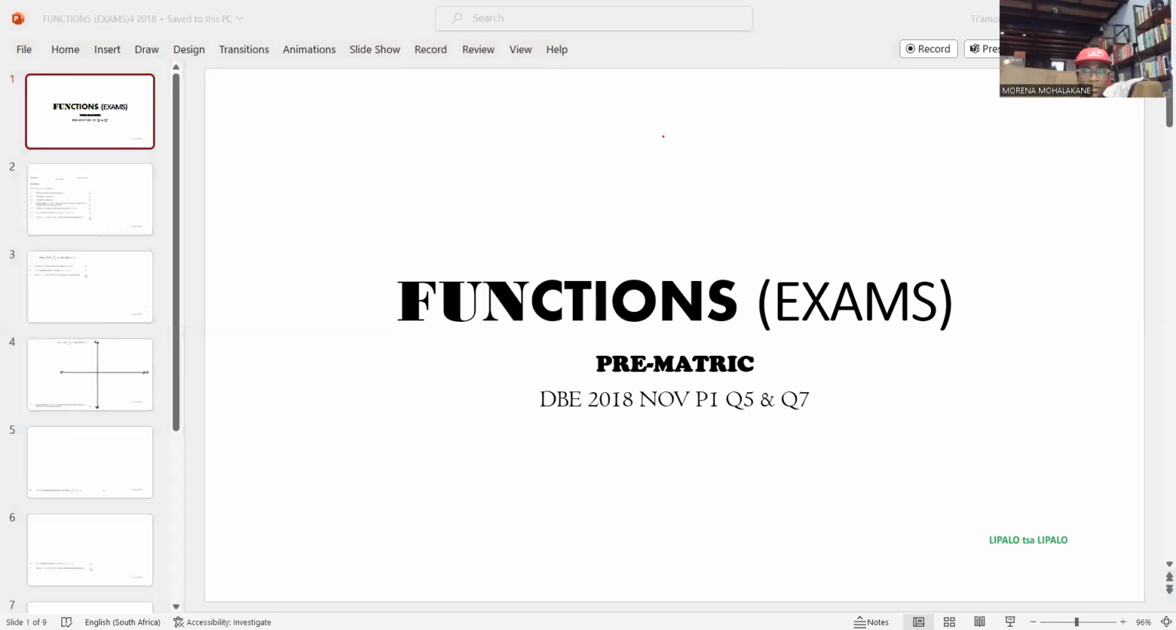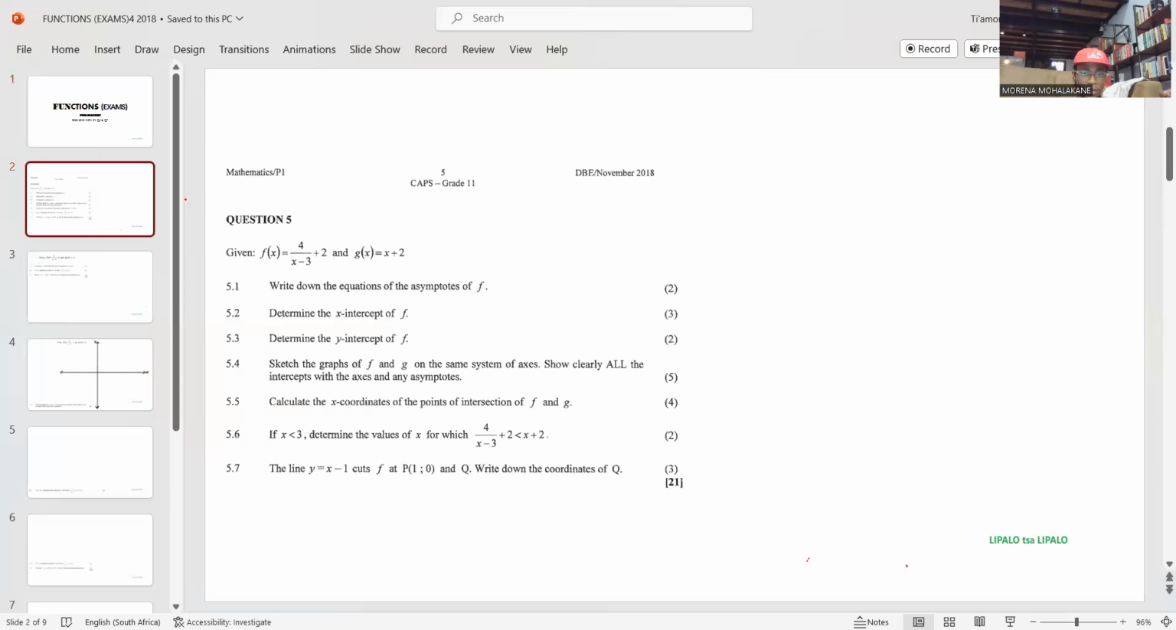All right, we'll look at 2018 question 5 until question 7. I think it's till question 7, including question 6. So first one, you know how they are with easy questions: write down the asymptotes of f.